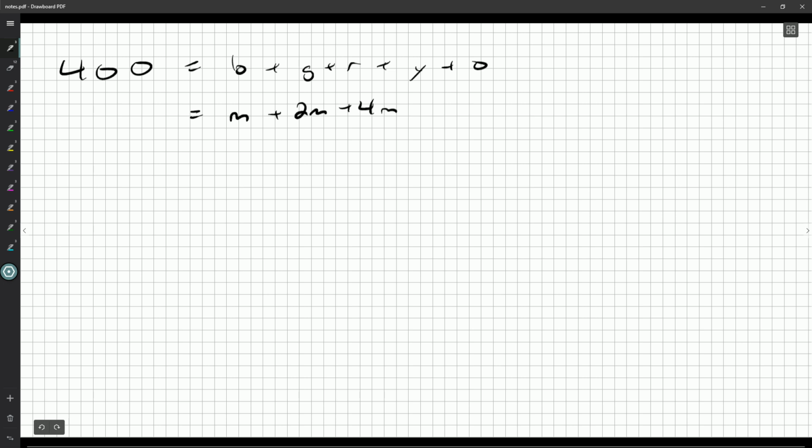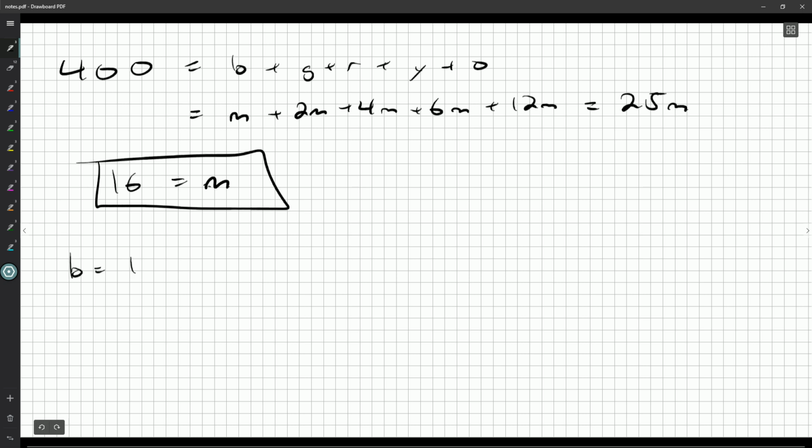How does that help? Well, I know the total number of tickets. 400 is the blue tickets, plus the green tickets, plus the red tickets, plus the yellow tickets, plus the orange tickets. But that's m, plus 2m, plus 4m, plus 6m, plus 12m. 12 and 6 is 18, plus another 2 is 20, plus 5 and 1 is 25m. And now I can figure out what m is. I'm just trying to not use my calculator here for a moment. 25 times 4 is 100, times another 4 would be 400. So 400 divided by 25 should just be 16. So m is 16.